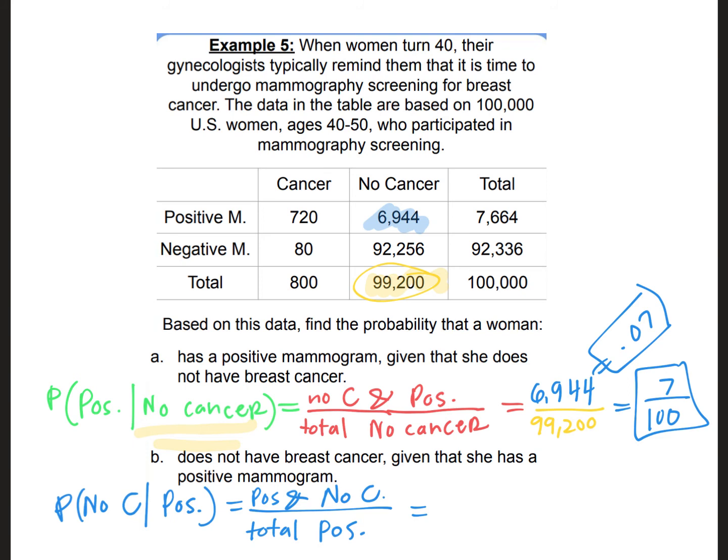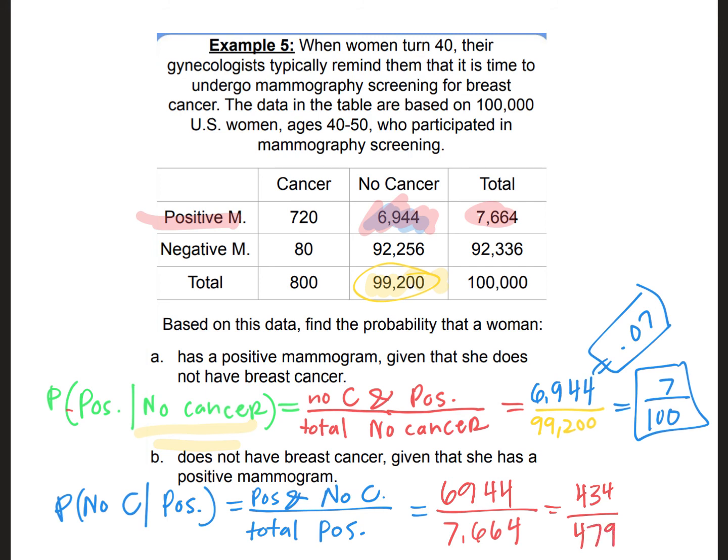So my total who were positive, if I go to my positive and go across, 7,664. And then we want the total number of positive and no cancer. Oops, that is not a highlighter, awkward, which was 6,944. Again, we'll divide those. It simplifies down to 434 divided by 479.